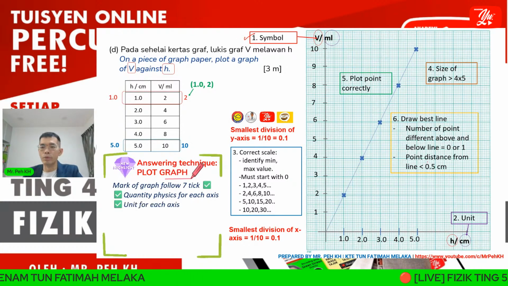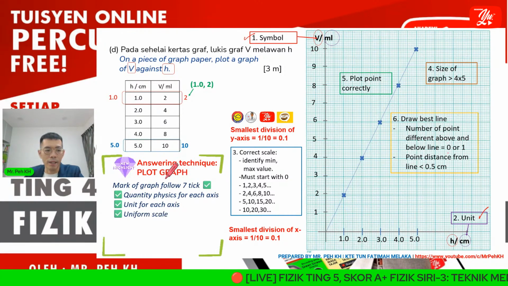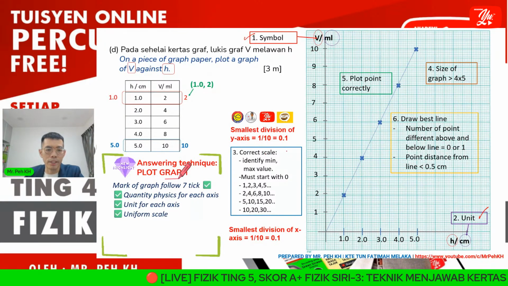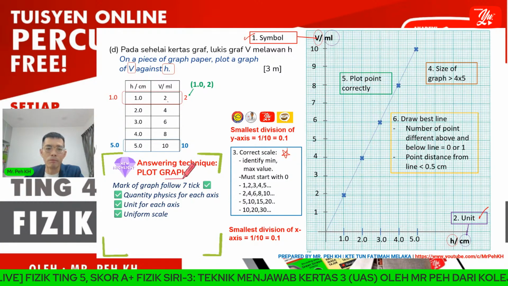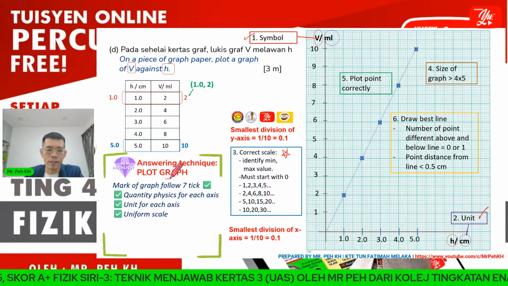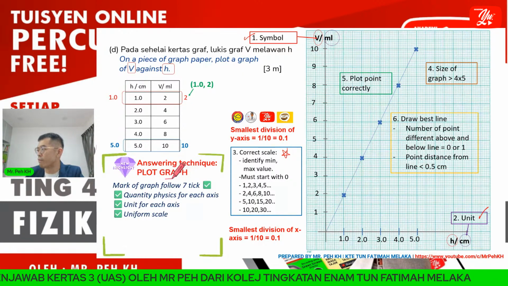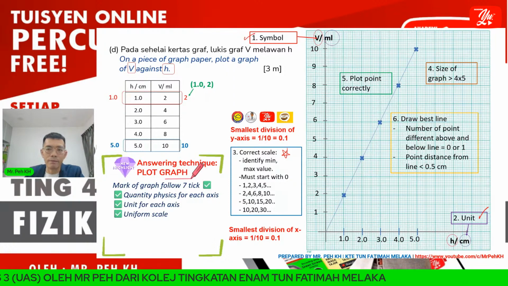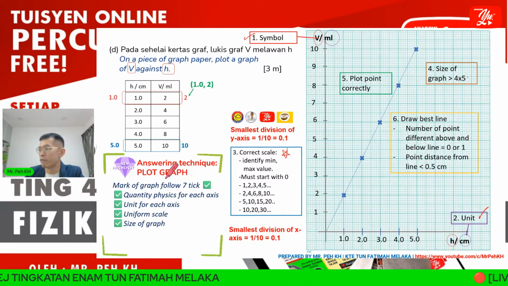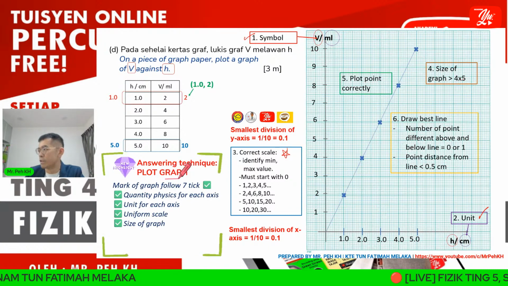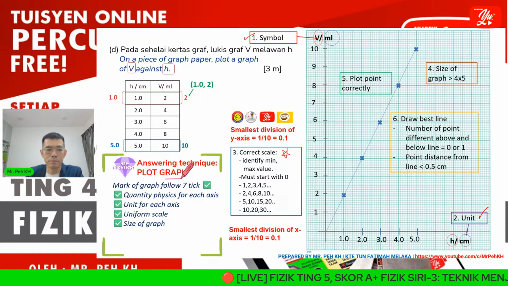Second, there will be units for both axes. Then uniform scale, which I showed already. So what is the minimum scale? You need to include a minimum and maximum value, then give a proper scale, where I advise here 1, 2, and 5. Okay, and then the size of the graph must be greater than 4 times 5, or half of the graph. The bigger the size you draw, the more accurate the reading you will get.